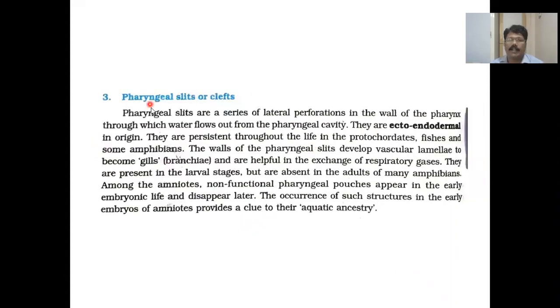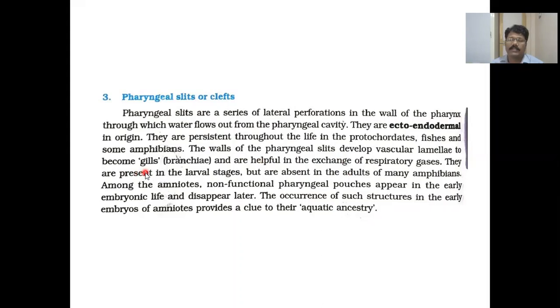The third one is the pharyngeal slits or clefts. Pharyngeal slits means a series of lateral perforations in the pharynx through which the water flows, and it is derived from the ectoendoderm. And it may persist, that means it may continue throughout life in case of protochordates, that means the urochordates and cephalochordates, fishes, and some amphibians. And in some cases, the walls of pharyngeal slits develop vascular lamellae, and these vascular lamellae are called gills, which are respiratory organs in many aquatic organisms, including the fishes.